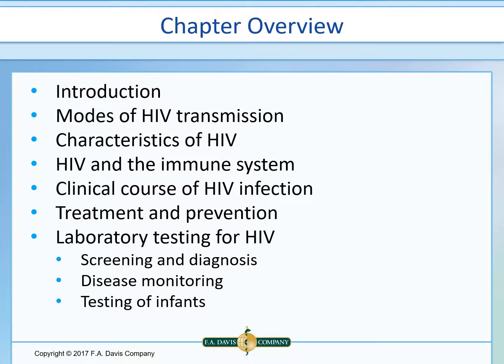We'll talk about an introduction of human immunodeficiency virus in this chapter, the modes of transmission, as I mentioned, the characteristics of the virus itself, the virus and its interactions with the immune system, and then the clinical course of HIV infection. We'll also touch on treatment options and prevention, along with laboratory testing for human immunodeficiency virus. In particular, talking about screening and diagnosis, algorithms, disease monitoring, and then mentioning testing of infants for HIV.